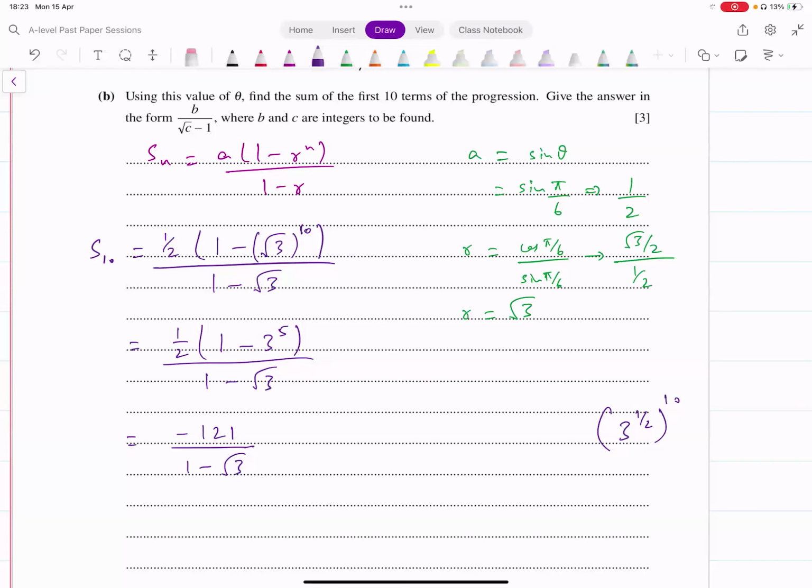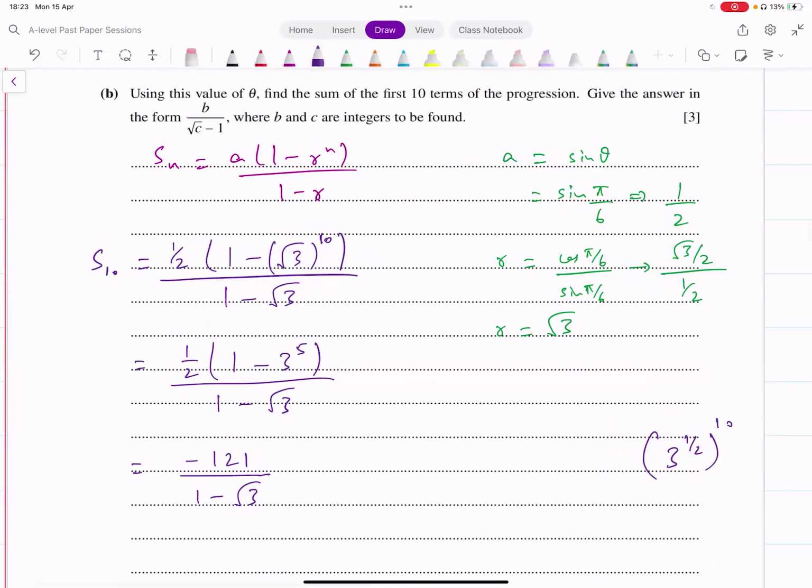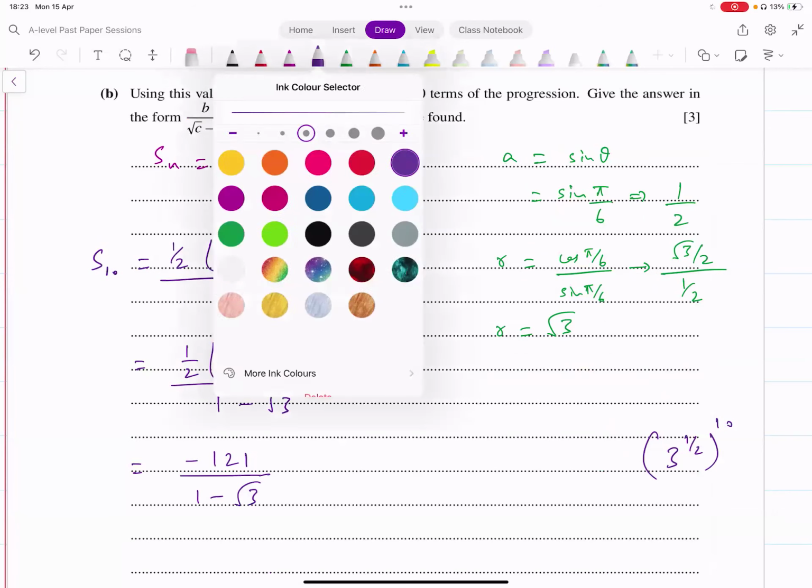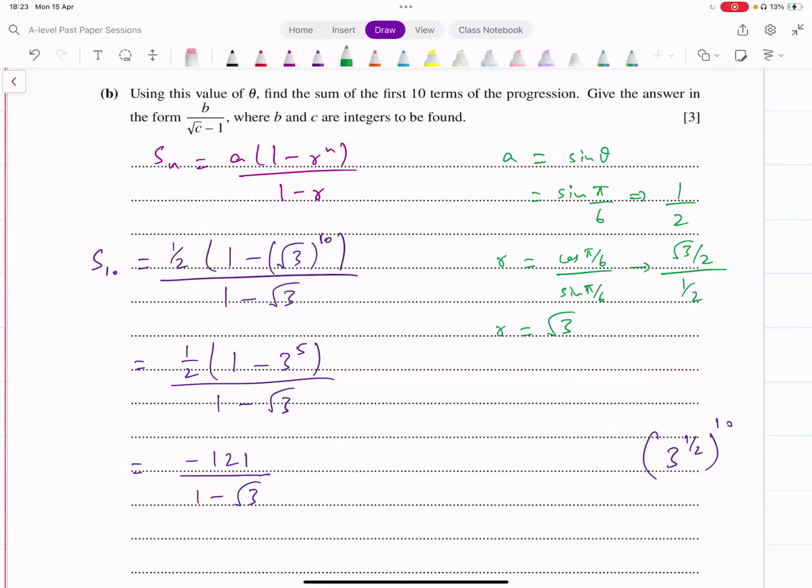However, now look at the form that they want. In the numerator, they want an integer. We have an integer, although it's negative, but they did not specify that the integer had to be positive. So we have an integer. But look at the denominator. Denominator is not the form that they want. They want under root of something minus 1. We have 1 minus under root of something. So what we want to do is we want to flip these signs somehow.